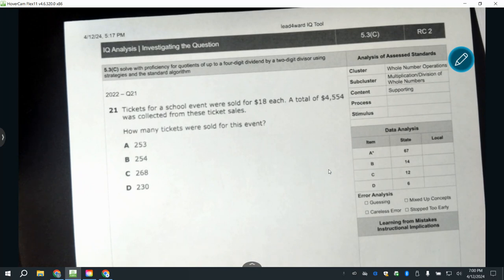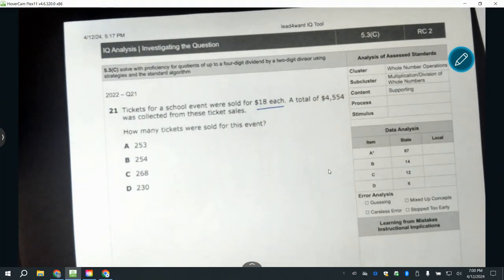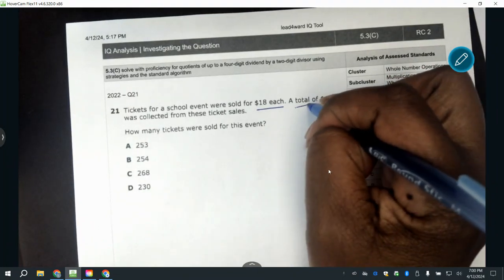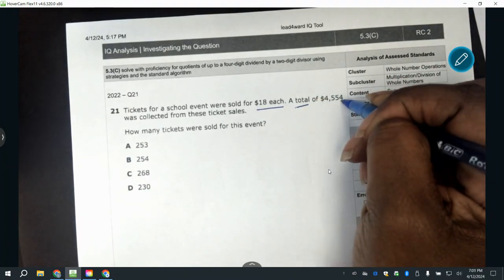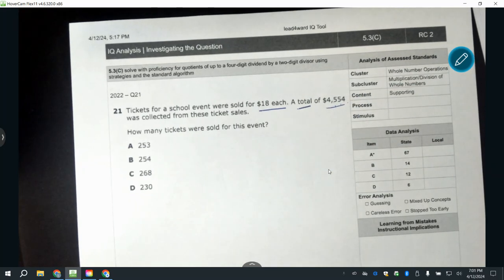So tickets for a school event were sold for $18 each. A total of $4,554 was collected from these ticket sales. Oh, Miss McQueen was doing some reading there. Let's read that over again. So tickets for a school event were sold for $18 each. That's interesting. A total, there's another interesting word, of $4,554 was collected from these ticket sales. How many tickets were sold for this event?